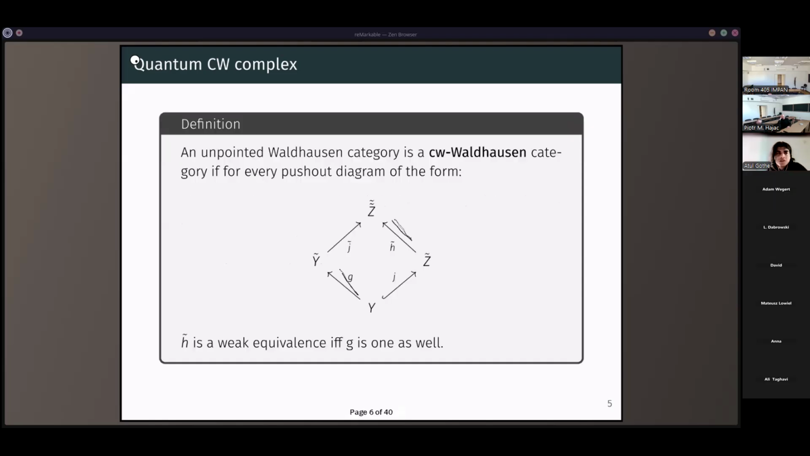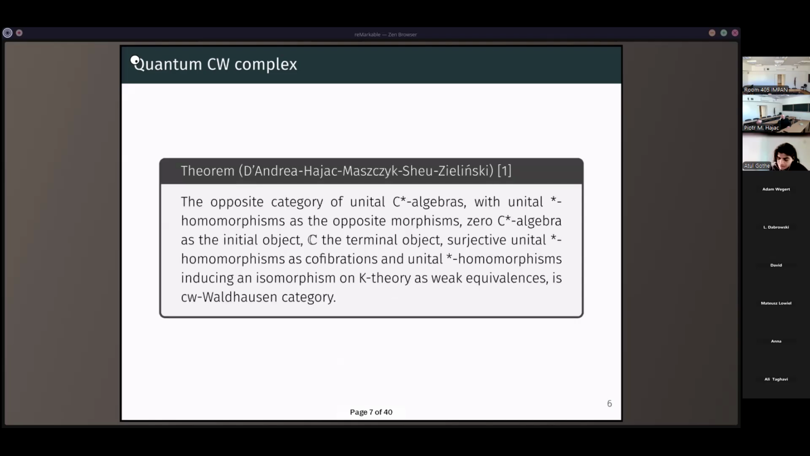So why do we need all this structure for CW Waldhausen category? If we want to go from classical to non-commutative, as we go from commutative using Gelfand–Naimark, we want to think of the opposite category of unital C-star algebras, because by Gelfand–Naimark, the dual of commutative C-star algebras are locally compact Hausdorff spaces, or unital C-star algebras are compact Hausdorff spaces. So we want to look at the opposite category of unital C-star algebras.